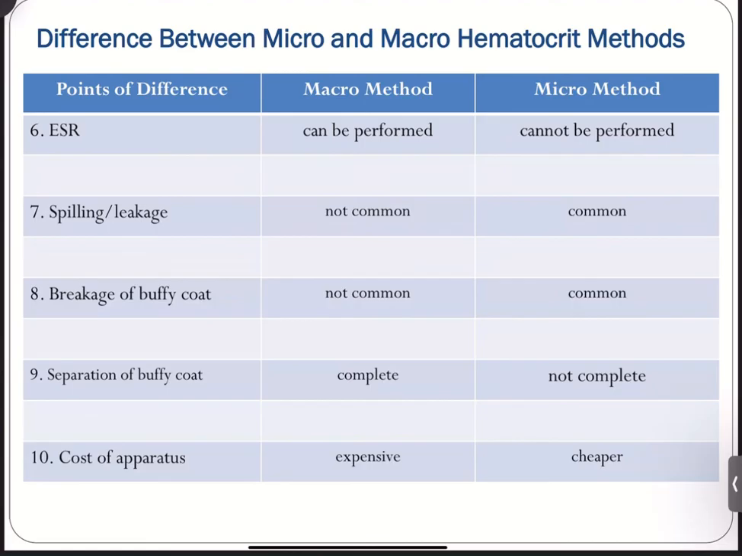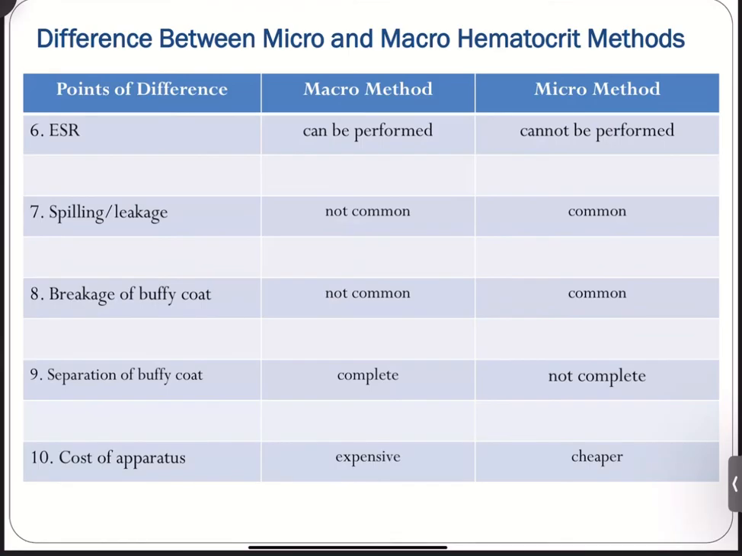Why? The capillary tubes are too thin. Okay, breakage of buffy coat is not common in the macro method because of the stabilization of your blood in the tube. It is common in the micro method. Why? Because of the fragility of your capillary tube.